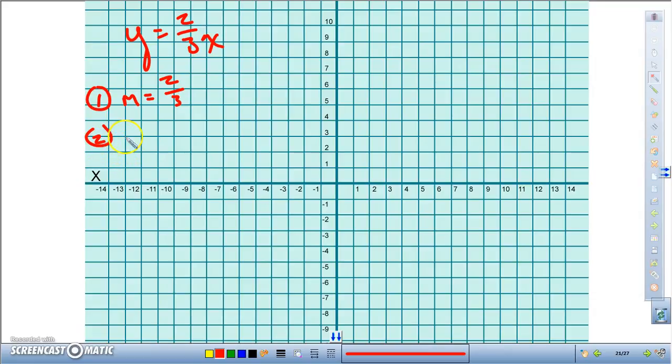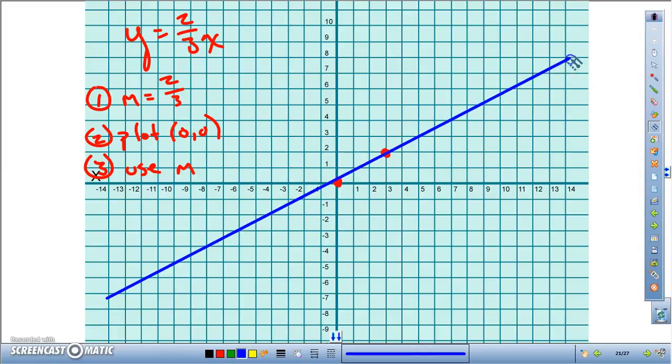Then my second is going to be plot the origin. Third step, use your slope. I have a rise of 2 and a run of 3. So go up 2, right 3, plot another point, and then draw a line through your points.